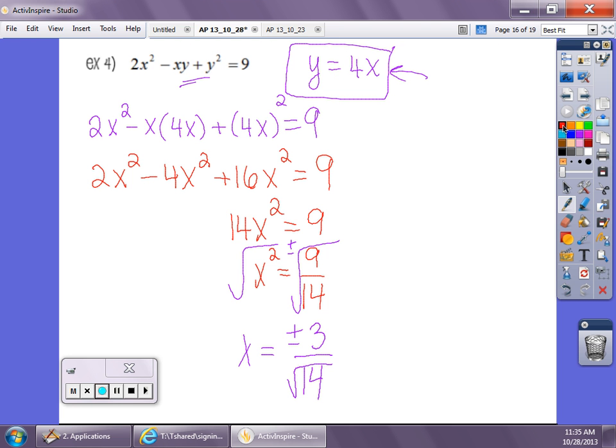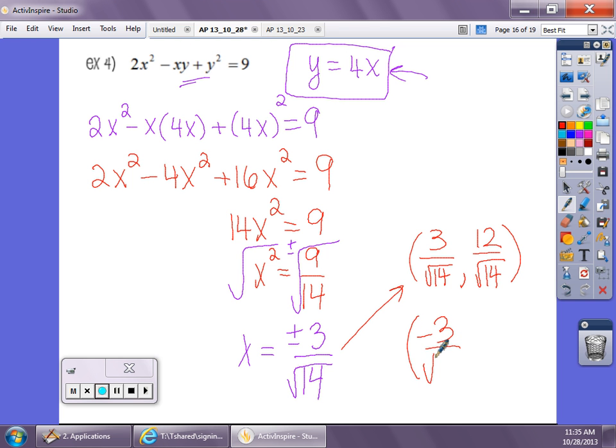So we end up with 3 over root 14, comma, 12 over root 14. There's one point. And what's the other point? Negative 3 over root 14, comma, negative 12 over root 14.